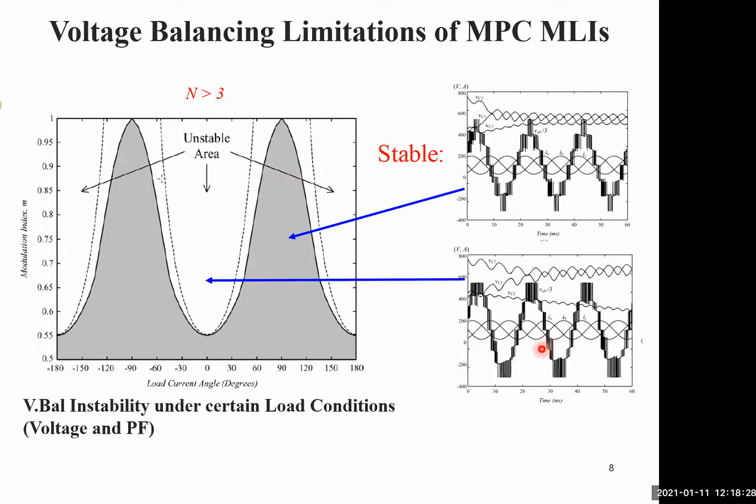If you operate the same MLI in an unstable condition by changing any one of these conditions, as you can see, the partial voltages will eventually diverge, and you're going to completely lose the functionality of this inverter. So there are limitations to voltage balancing applied to MPC, which is our motivation to come up with an active solution and grid interface that can supply a balanced DC supply.